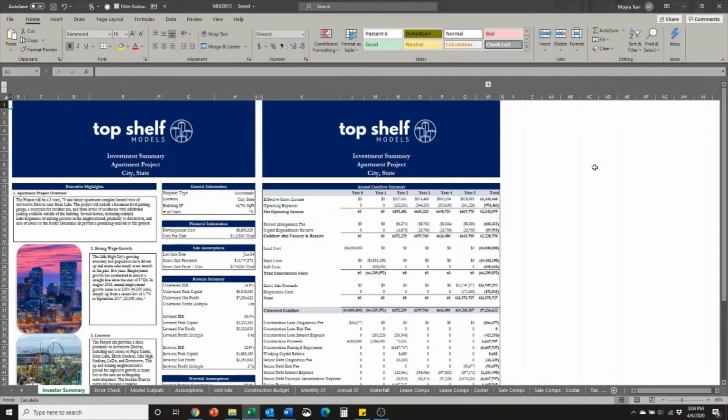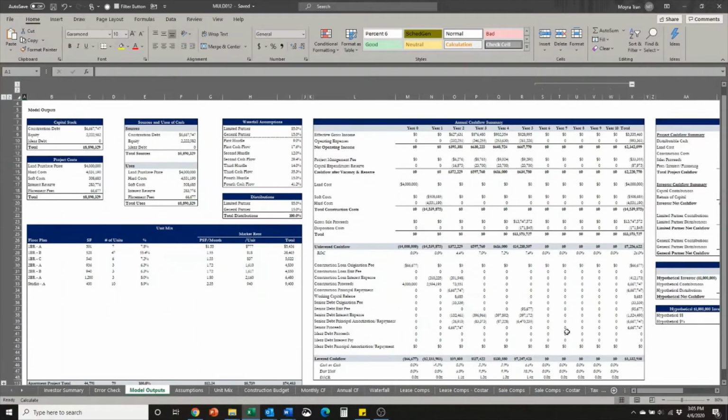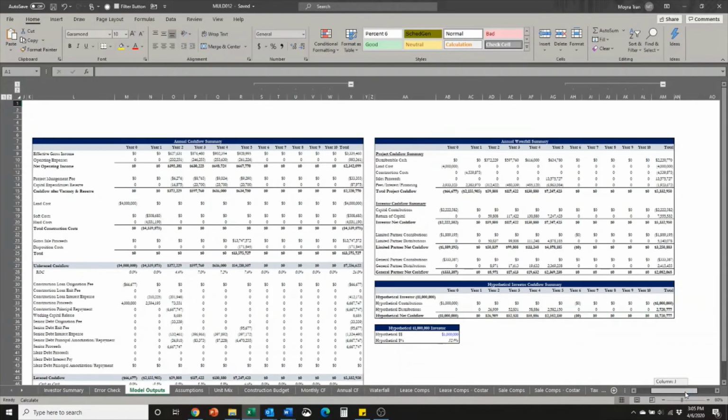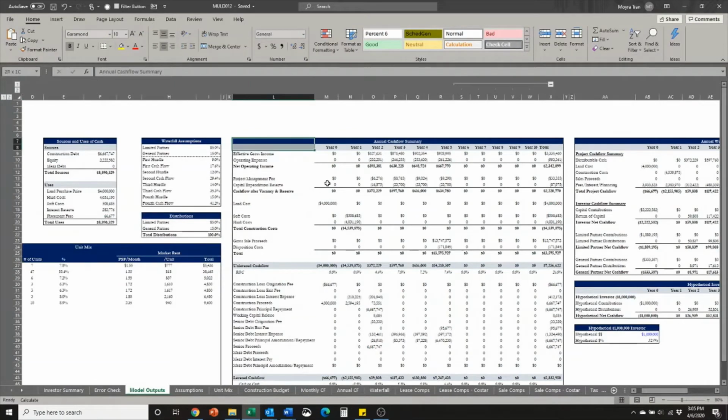So next I am going to show you how we use the DSCR formula in our top shelf models. And right now I am in the multifamily development model, which you can buy from the top shelf model website, and we're going to go ahead and go to the model outputs tab. And the model outputs tab is just a cool little summary of the project. It gives you an annual cash flow, the unit mix, sources and uses, the waterfall assumptions. You've got a cool annual waterfall assumption here too that shows you the LP contributions and distributions, GP contributions and distributions, etc.